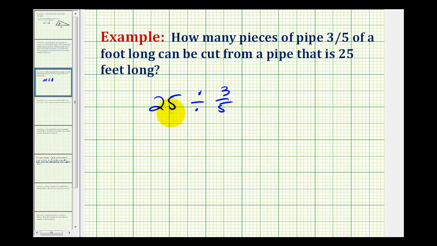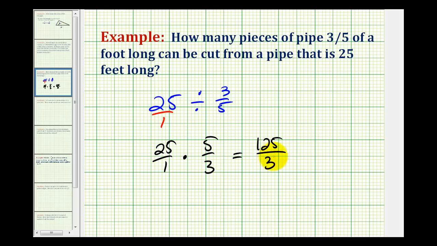And now there's a couple of things we need to do before we can solve this. Let's make 25 into a fraction, and then we normally write division problems involving fractions as multiplication problems. So instead of dividing by 3/5, we're going to multiply by the reciprocal or multiply by 5/3. So this is equivalent to 25 over 1 times 5 over 3, or 5/3. So we have 25 times 5, that's 125. Our denominator is 1 times 3, which is equal to 3.